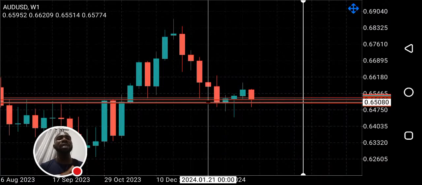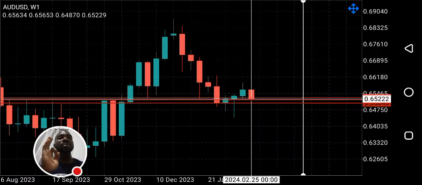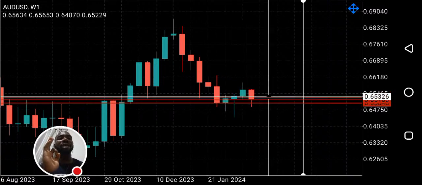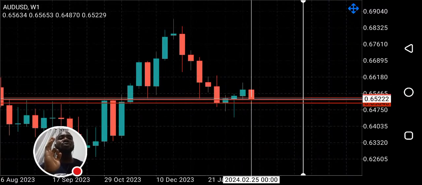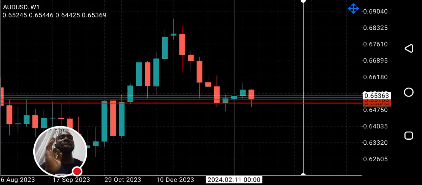This tells me that this support has a high probability of playing out. It has a high probability that it's going to play out, right? Because this level has been tested several times, and at this level we have several bullish reversal patterns, right?